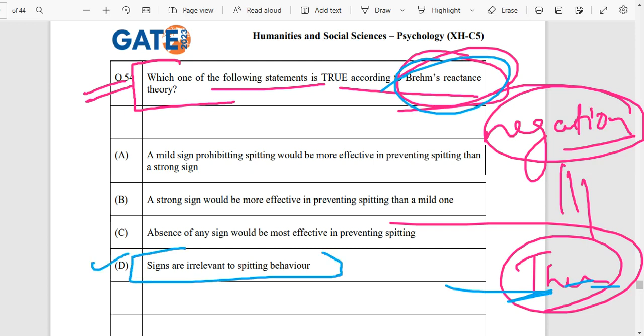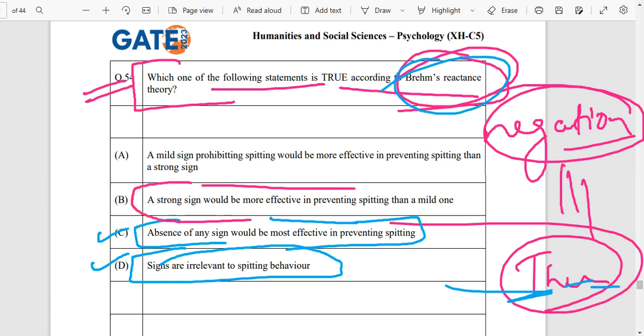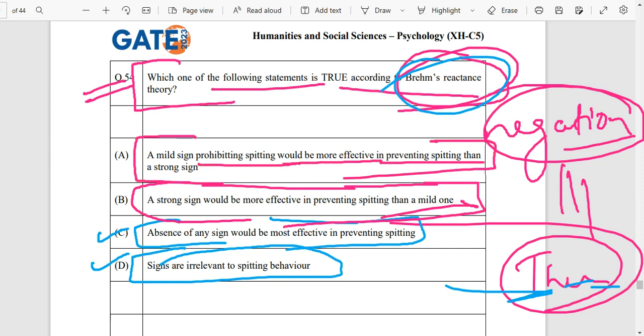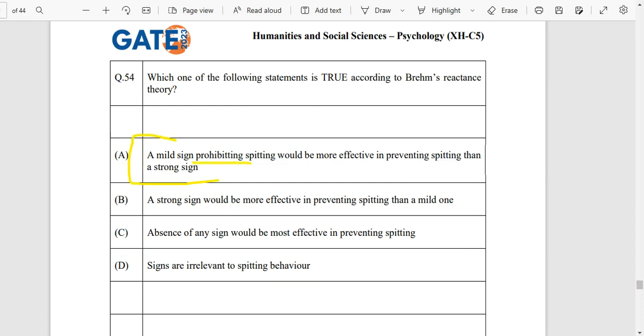Signs are irrelevant to spitting behavior. Absence of any sign would be most effective in preventing spitting. A strong sign would be more effective in preventing spitting than a mild one. A mild sign prohibiting spitting would be more effective in preventing spitting than a strong sign. So what should be the correct answer over here? It should be option number A. A mild sign prohibiting spitting would be more effective in preventing spitting than a strong sign. So instead of a strong sign, you should put a mild sign.